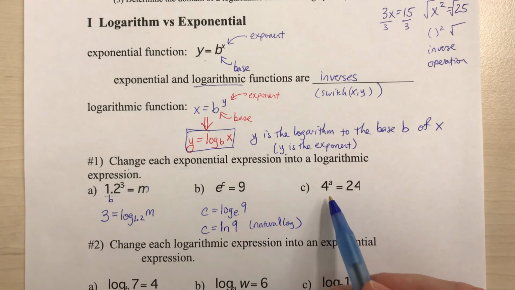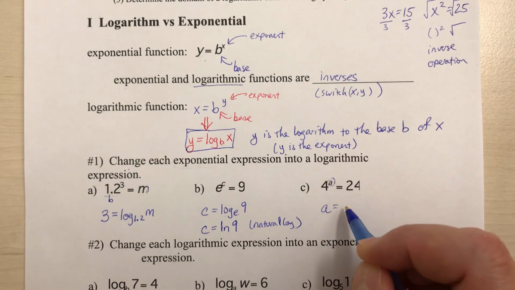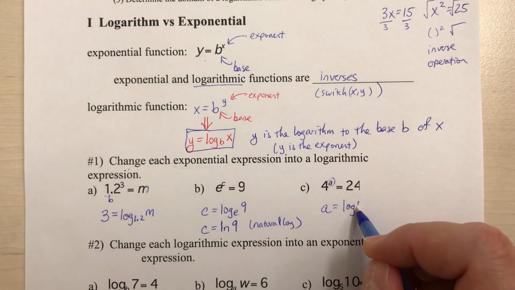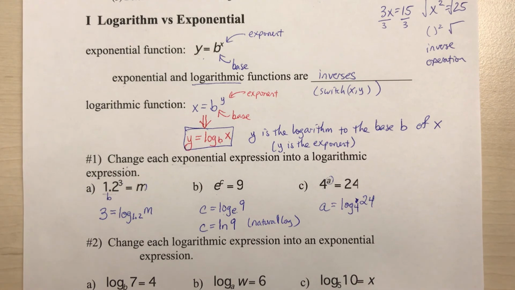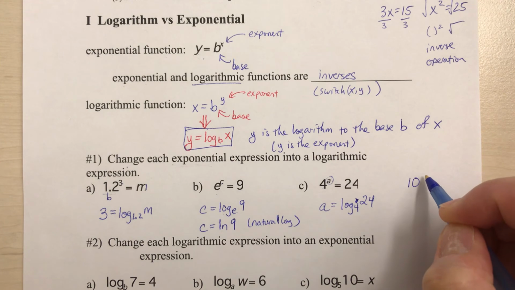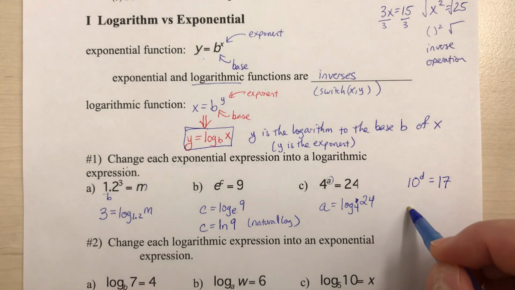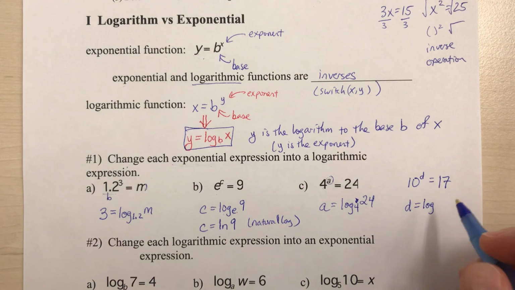All right, example C, we've got the exponent, that's a, equals the logarithm base 4 of 24. Now I'm going to throw one more in here. Let's say we do 10 raised to the d is equal to 17. The exponent, d, equals the log base 10 of 17.